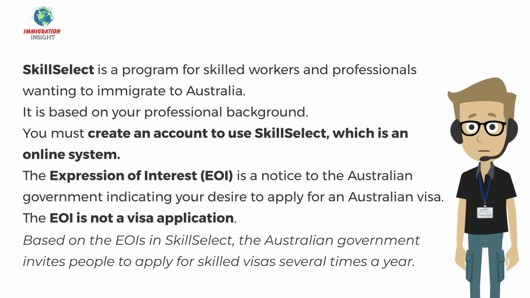The expression of interest, EOI, through which SkillSelect operates, is a notice to the Australian government that you want to apply for an Australian visa. It is not a visa application. Based on the EOIs in SkillSelect, the Australian government asks people to apply for skilled visas several times a year.